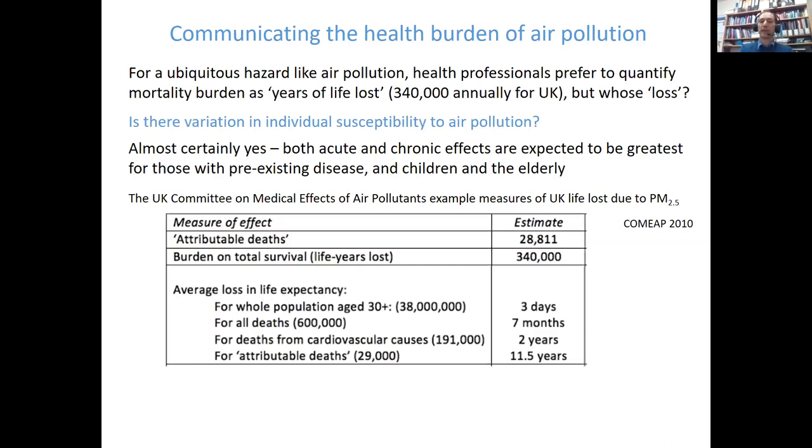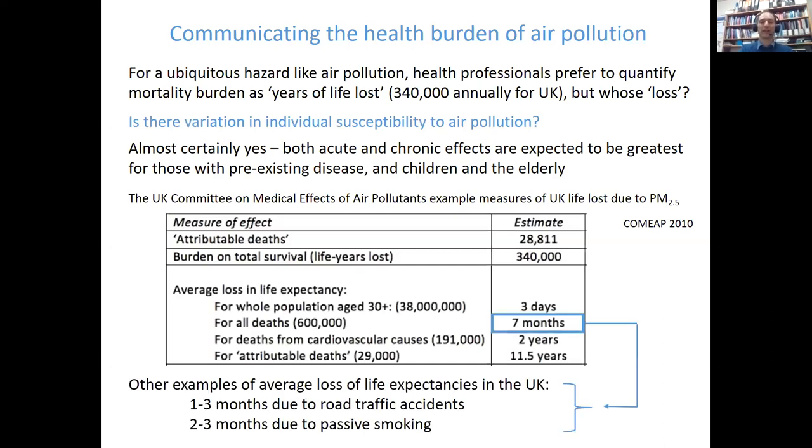But if we look at people that we think might actually be dying causally of air pollution, this 29,000, then on average, they may be losing 11 years of their life associated with air pollution. That becomes a rather more serious looking statistic. And again, to put that into context, if we looked at the average loss of life for all people who are dying in the UK in a year due to air pollution, which is 7 months, you do the same calculation for road traffic accidents, it's 1 to 3 months. For passive smoking, it's 2 to 3 months. So we can see that even for a place like the UK, which has relatively clean air pollution levels, it's quite a substantial loss of life on average due to air pollution.